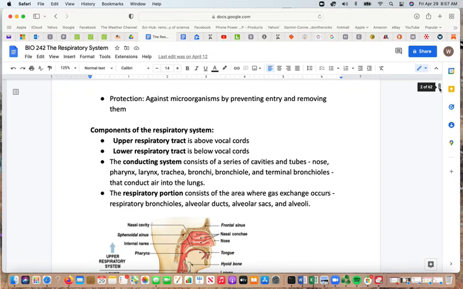So the components, we have the upper and lower respiratory system. The upper is the portion that's above the vocal cords. The lower is below. We typically use that designation if we're talking about trying to say where a respiratory infection is. So if you've got an upper respiratory infection, it's going to primarily be in the nose.